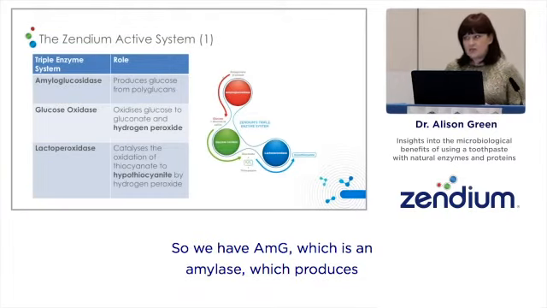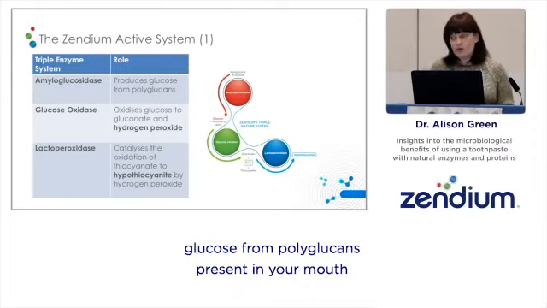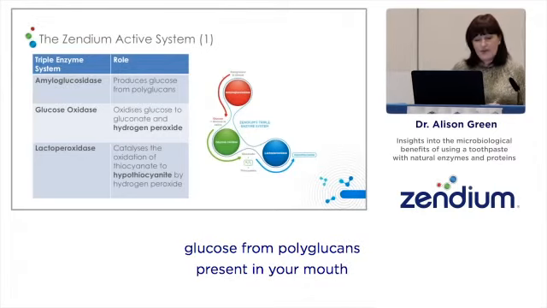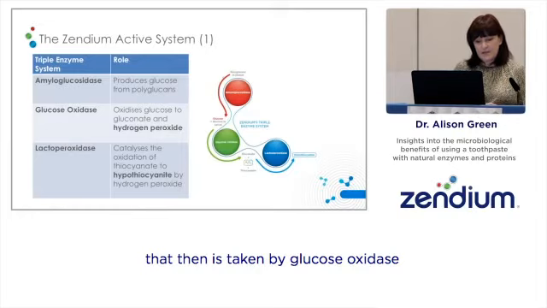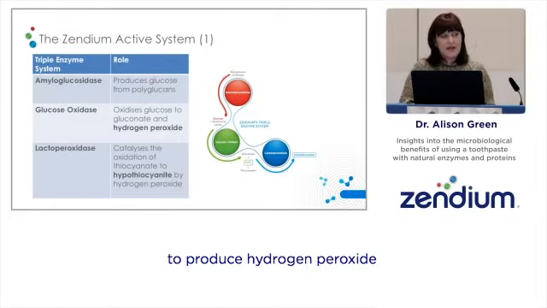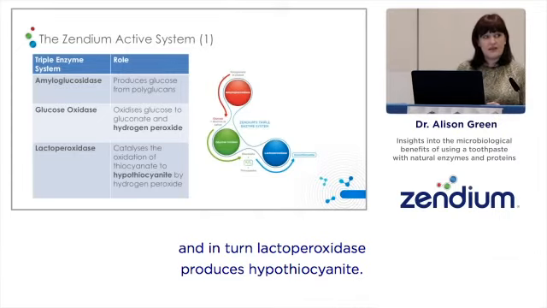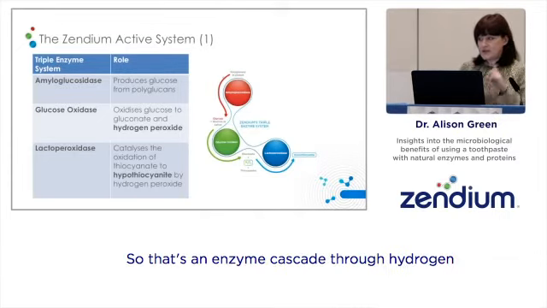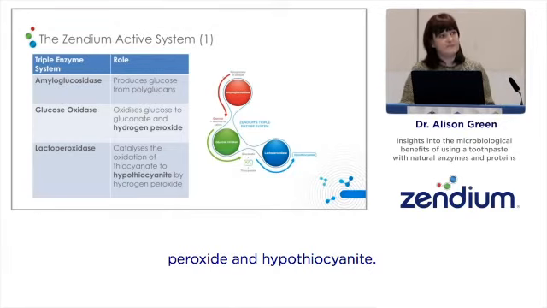So we have AMG, which is an amylase, which produces glucose from polyglucans present in your mouth. That then is taken by glucose oxidase to produce hydrogen peroxide. And in turn, lactoperoxidase produces hypothiocyanate. So that's an enzyme cascade through hydrogen peroxide and hypothiocyanate.